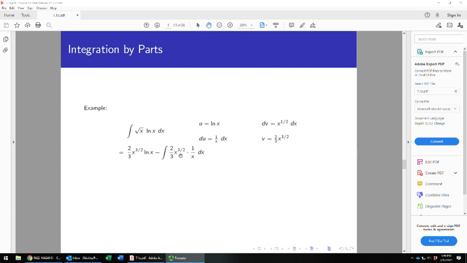When we simplify this piece here, we can pull the 2/3 out in front. The exponent simplifies to x to the 1/2. Notice there's no natural log here anymore. It's x to a power, and we just mentioned that that's an easy thing to anti-differentiate. In fact, we just did that here. So when we get our final answer here, we get 2/3 x to the 3/2 log x minus 4/9 x to the 3/2 plus c.